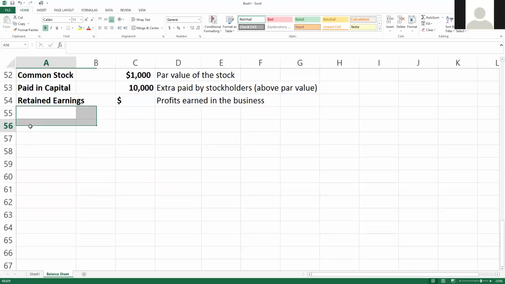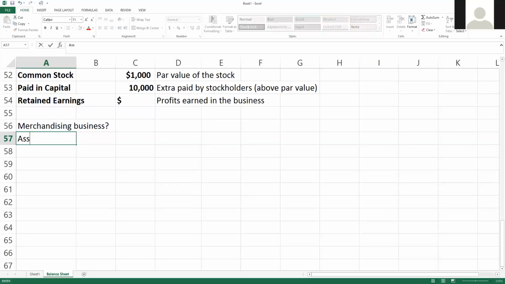Now, what if it isn't a service business? What if it's a merchandising business? Meaning a business that sells products. They don't make the products, they just sell them. So they buy something ready to put on their store shelves and they sell it. And they make a profit, hopefully, by selling it. Well, the difference is for that company, in the assets, they have another asset called inventory because they have something they own, which is all that merchandise on the store shelves. So they have a new asset that the other companies don't have.